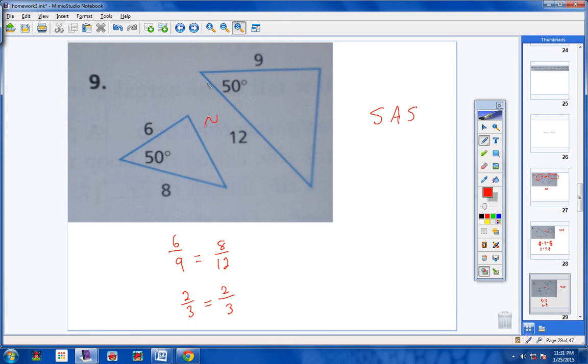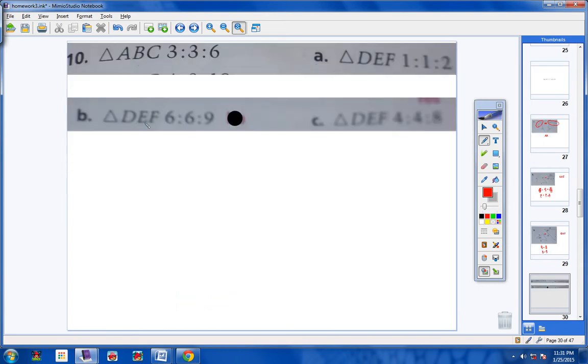Okay, numbers 10, 11. The directions say to decide whether triangle ABC is similar to triangle DEF. Okay, so let's first of all start off comparing ABC to letter A. So I have 3 over 1, 3 over 1, 6 over 2. If you reduce 6 over 2, you get 3 over 1. All three fractions are equal, so this would be yes.